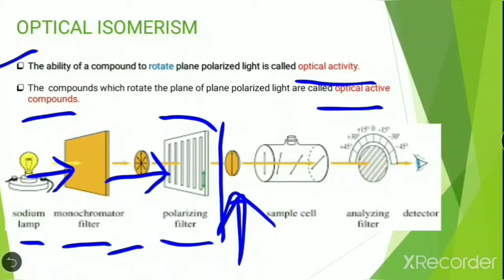This property of a certain organic substance to rotate the plane polarized light is called optical activity. It may be clockwise or anti-clockwise. And then in the last we have the detector to detect the signals. So this is how optical isomerism works, or how we can get optical activity.